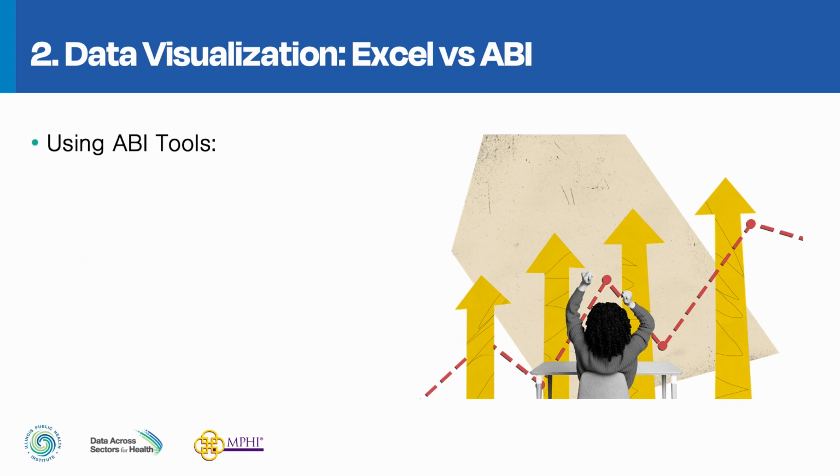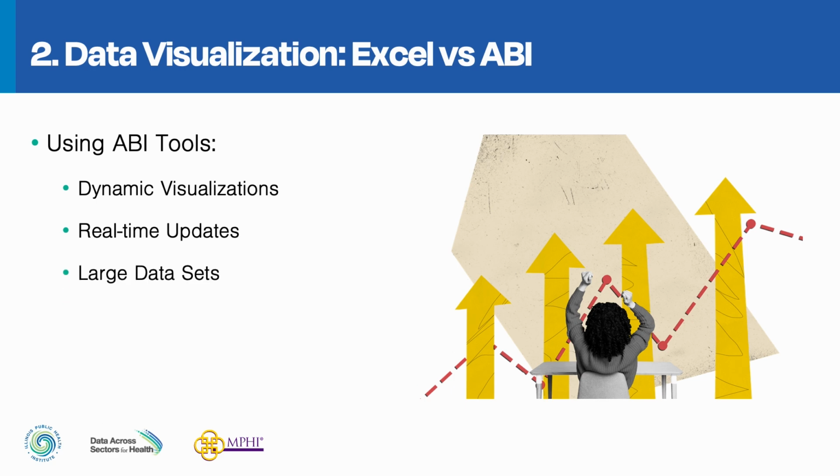ABI tools can create dynamic visualizations that update in real time and handle much larger data sets. For instance, you can create heat maps to identify geographic disparities, interactive dashboards that highlight trends, or layered charts that reveal relationships across variables. ABI tools are able to enhance pattern identification for their users in such a way that they may help uncover trends that might have been missed in static visuals.